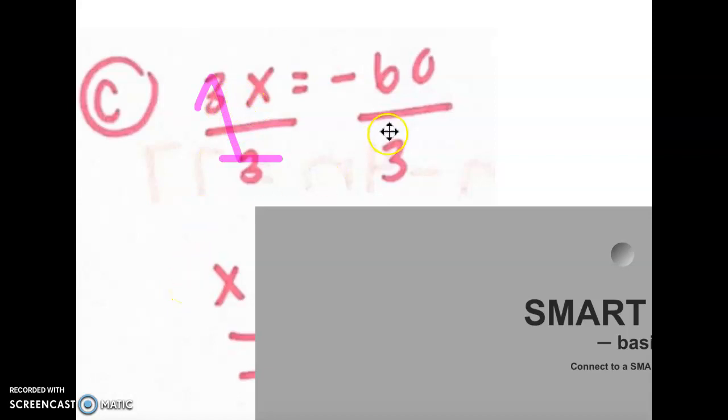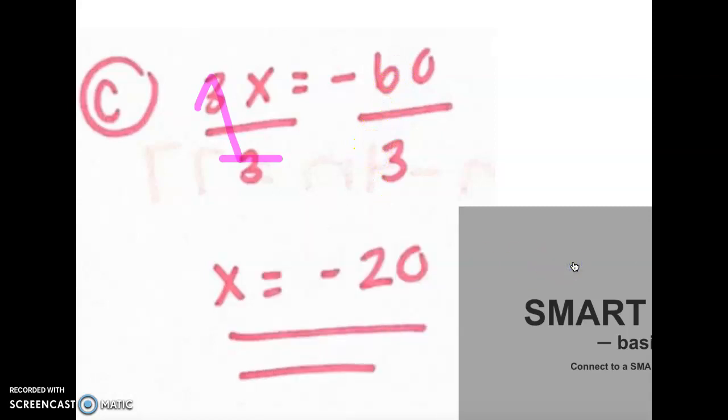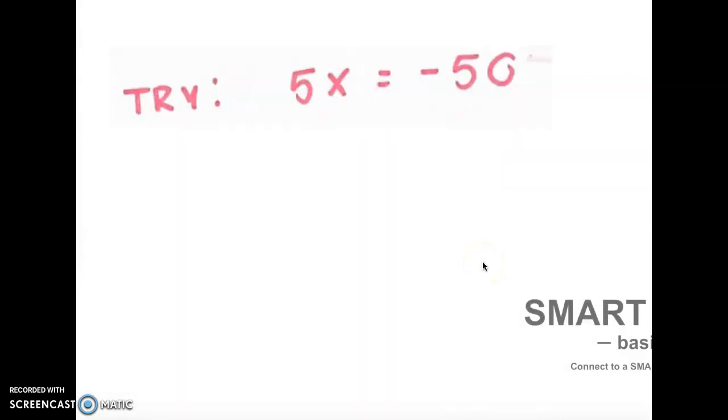And then on the right-hand side, you're going to use Desmos to actually do negative 60 divided by 3. When you type that in, you get negative 20. And again, now we're done because we've isolated the variable. We've got an x on one side of the equal sign by itself. So just like the other two, now you have a problem that's similar to question C that we just did together. So you're going to answer this question right now.